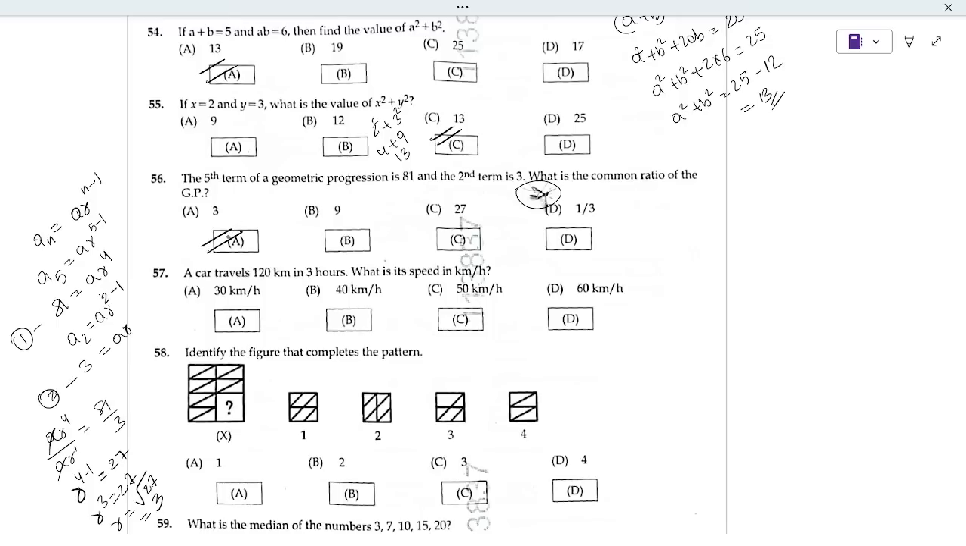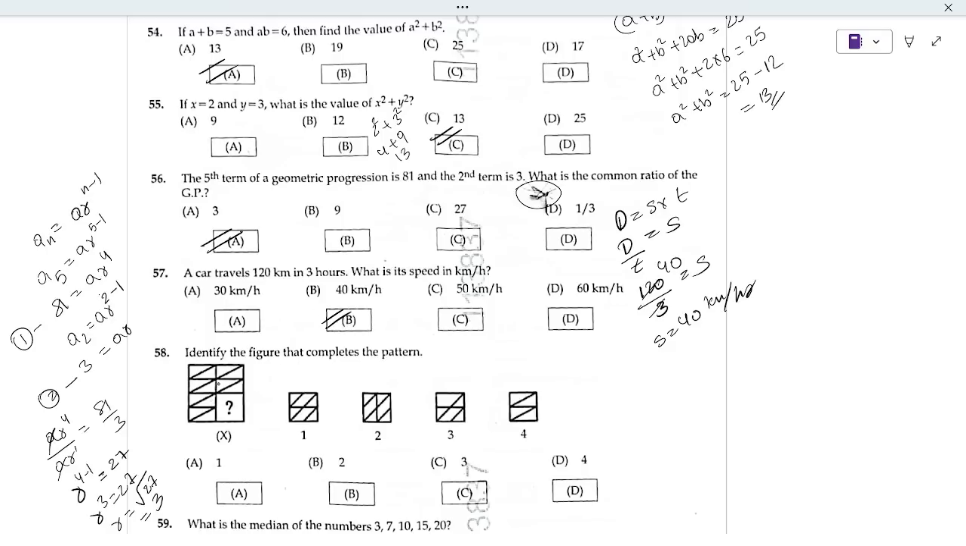Next. A car travels 120 km in 3 hours. What is the speed? Now we know a formula. Distance is equal to speed into time. That means speed is distance by time. Now distance is given as 120, time is 3 hours. 3 fours are 12, so 40. That means here speed is equal to 40 km per hour. This is it. Next one.